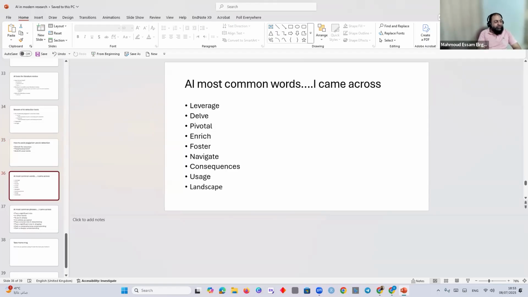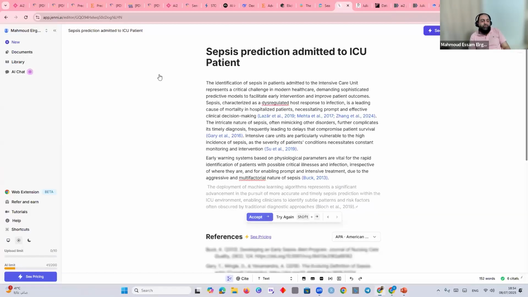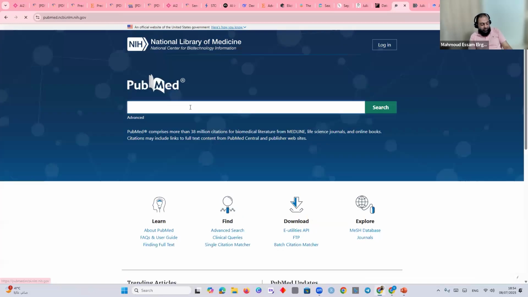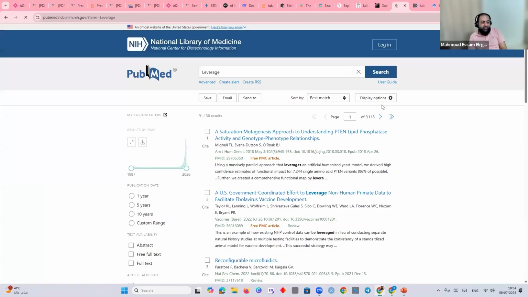By the way, I did this search myself to see, and this is from using ChatGPT a lot. I came across these words that if I see one, I know that this is AI. I don't need an AI detector. Let me give you one example, the word leverage. Let me show you one interesting thing, and this will be the most interesting thing that you will come across. Check leverage in PubMed.